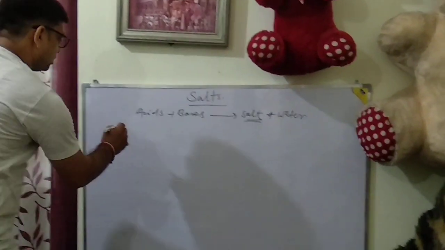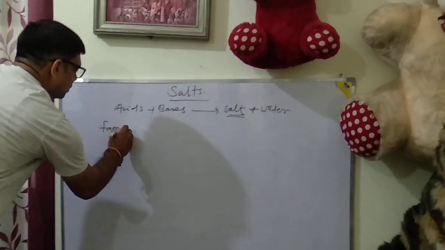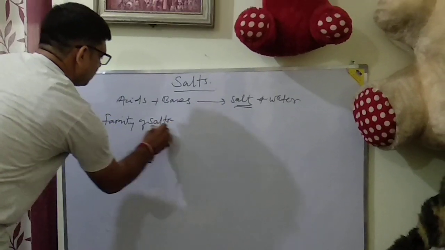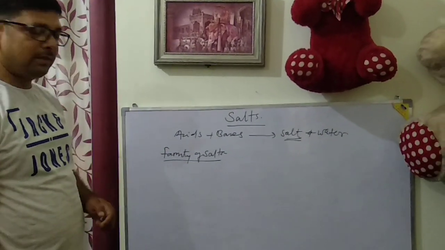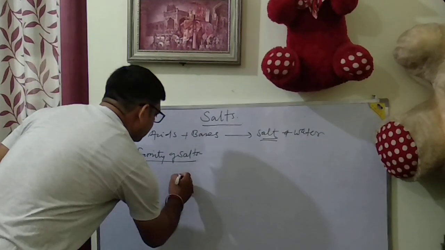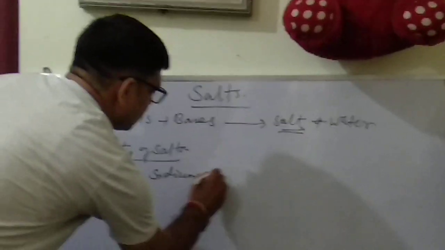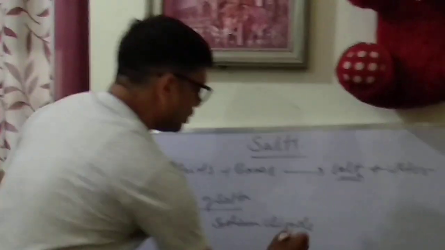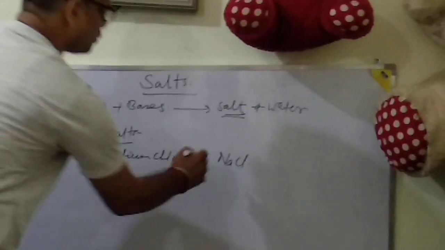Now, how can we know about the family of salts? Family of salts. How can you know about this family of salts? Now, for example, we can take an example. If we take the example of sodium chloride, a salt. What is the formula of sodium chloride? NaCl is the formula of sodium chloride.